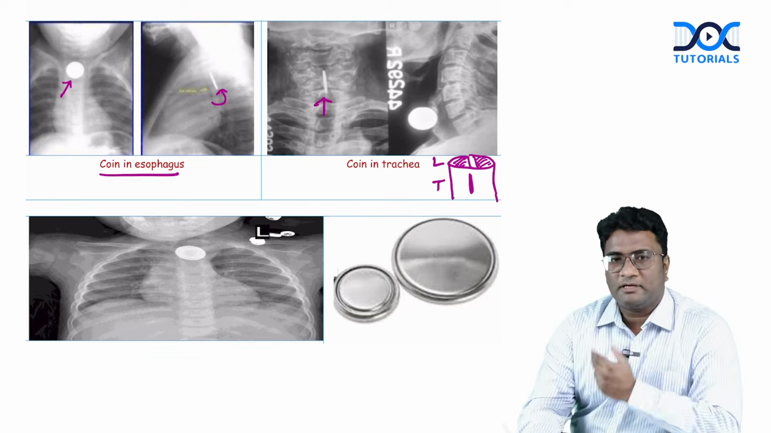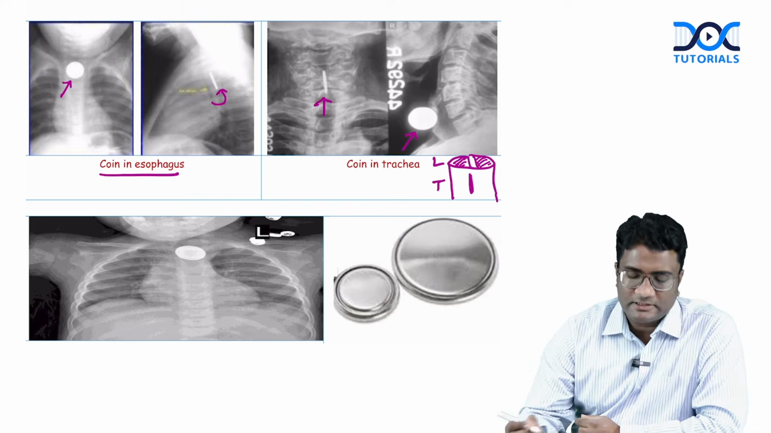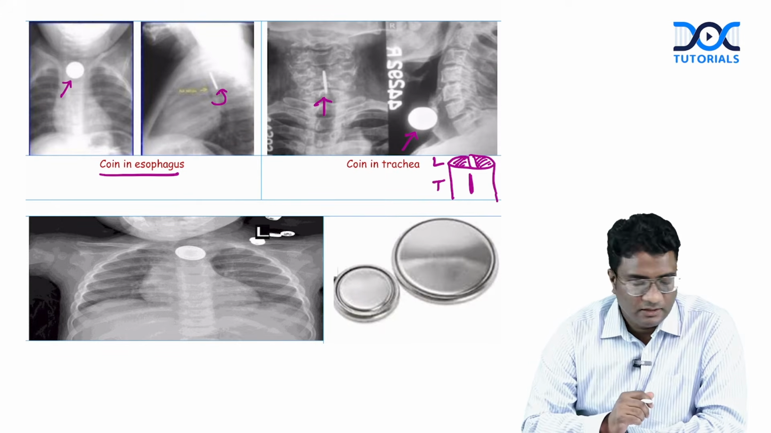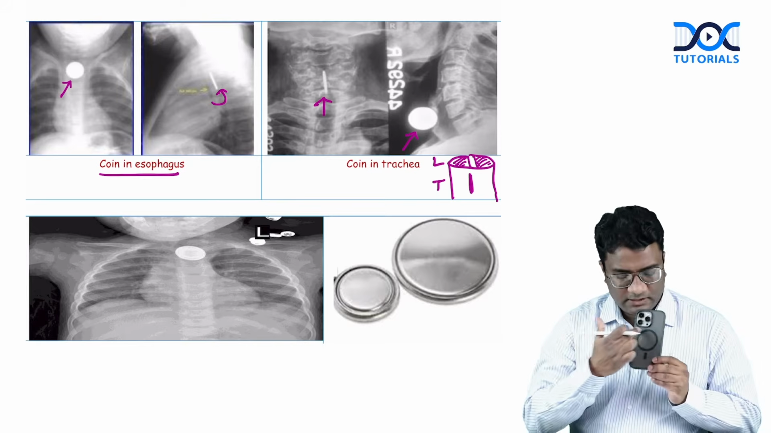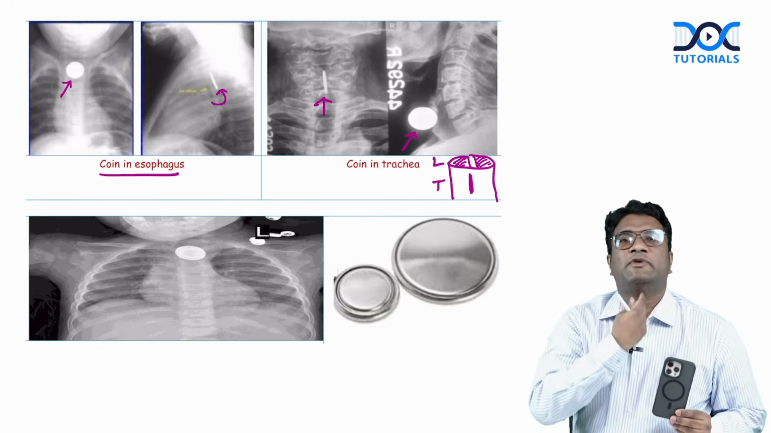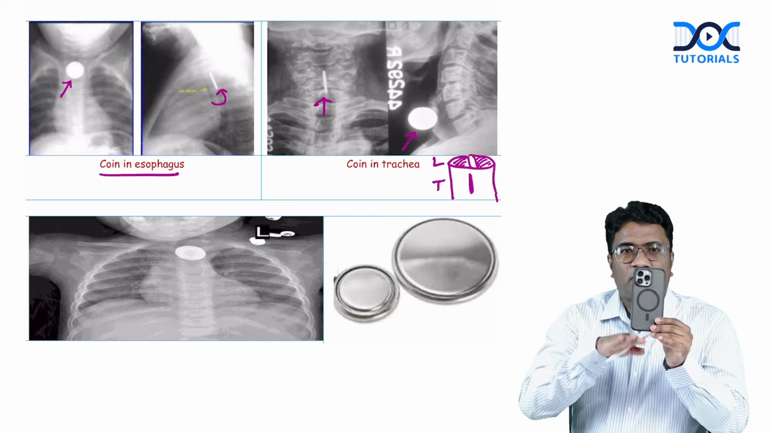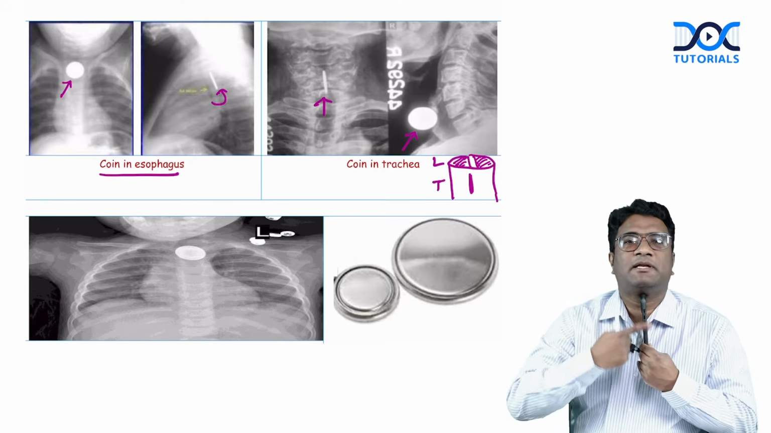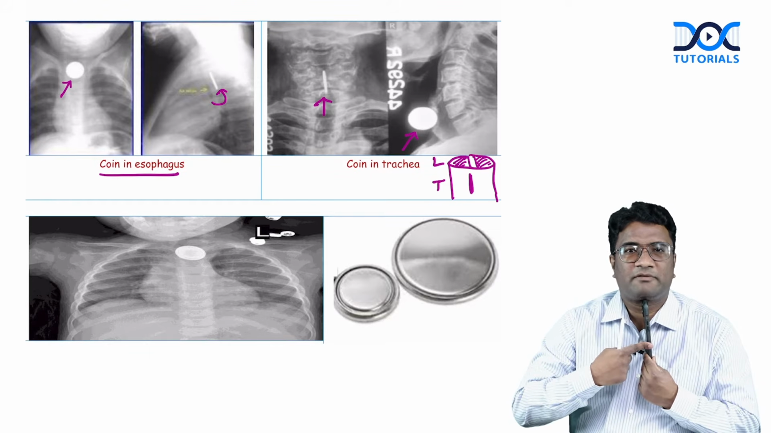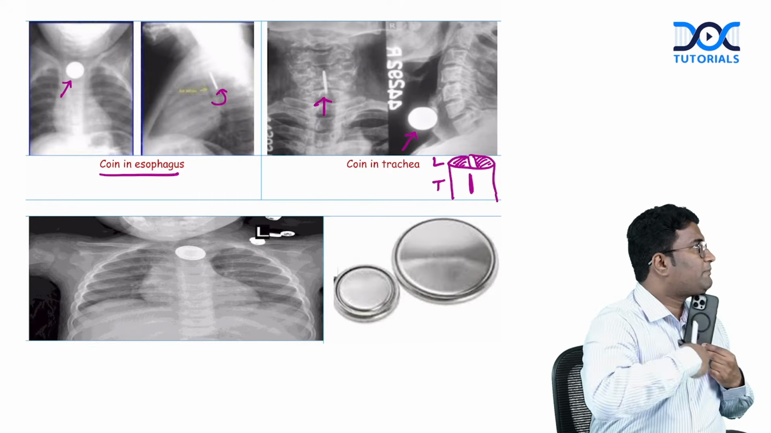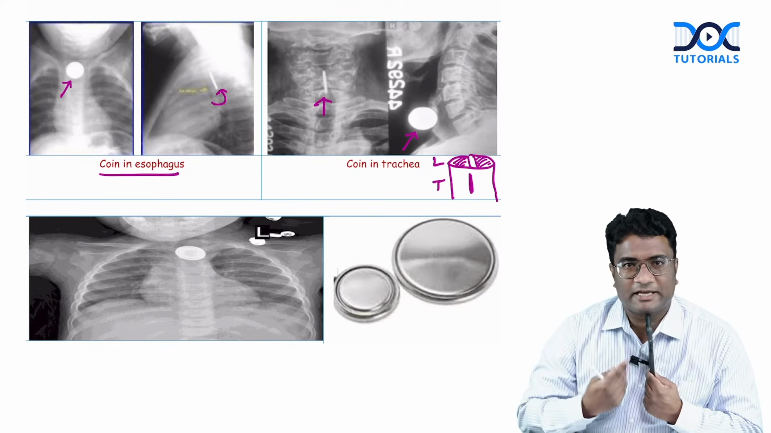And when you see the same thing on a side view, it appears full on in the tracheal stripe, within the tracheal lucency. To explain, now imagine this is the coin. If it has to enter the trachea, it has to pass between the two vocal cords. So it has to pass like this. So it will appear slit-like on the frontal radiograph. And if you see it from the side view, it will appear full on. That is a coin in the trachea.